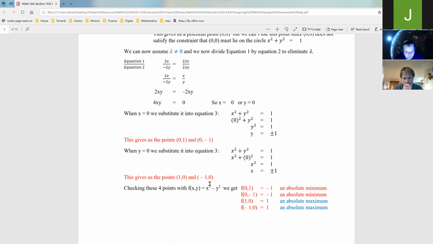Now, once you've found all the points that work, you evaluate them, and whichever gives the biggest answer is your absolute max, and whichever gives the smallest is your absolute min. Are we good?